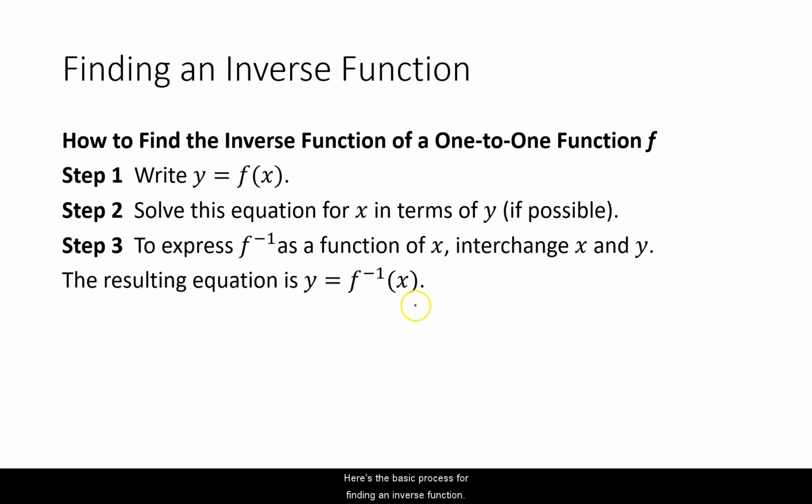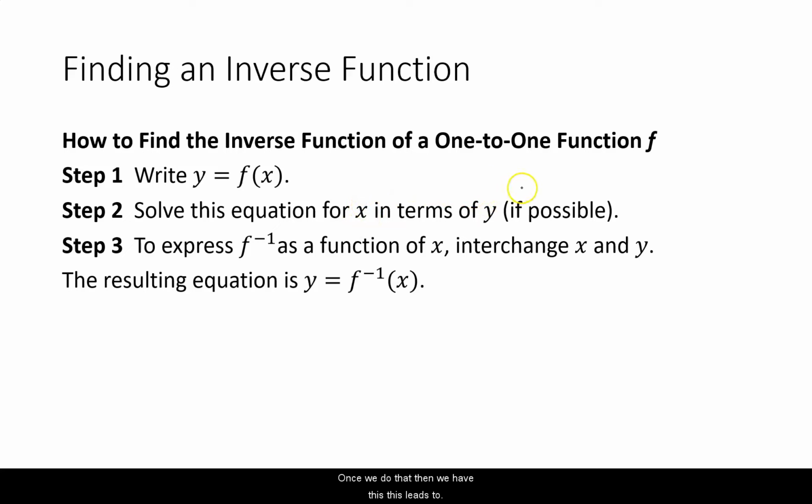Here's the basic process for finding an inverse function. One way to do it is we'll start by replacing the f of x notation with the variable y. And then this gives us something that we can solve for. In this case, we can now rewrite our function in terms of x. So I'm going to solve this equation for x in terms of y. So we're going to solve for the x variable in terms of y.